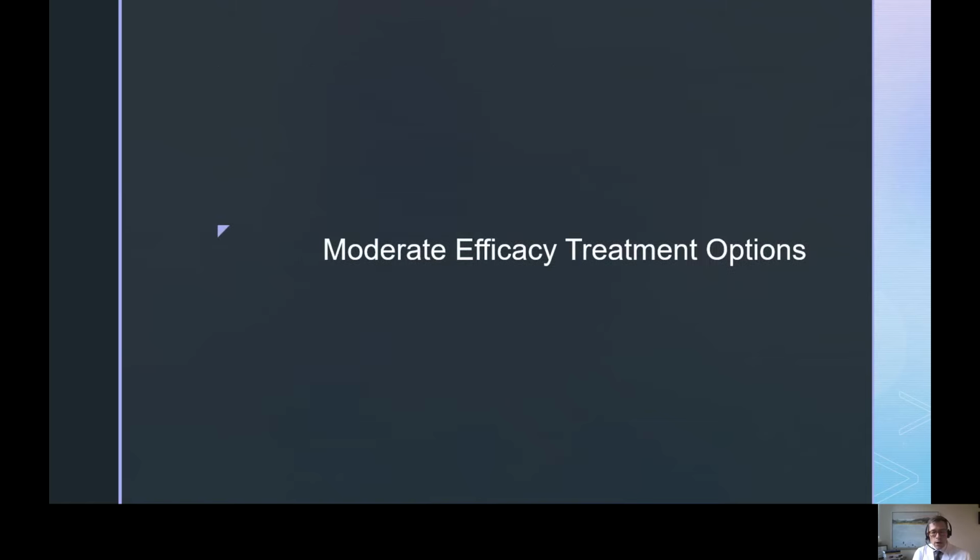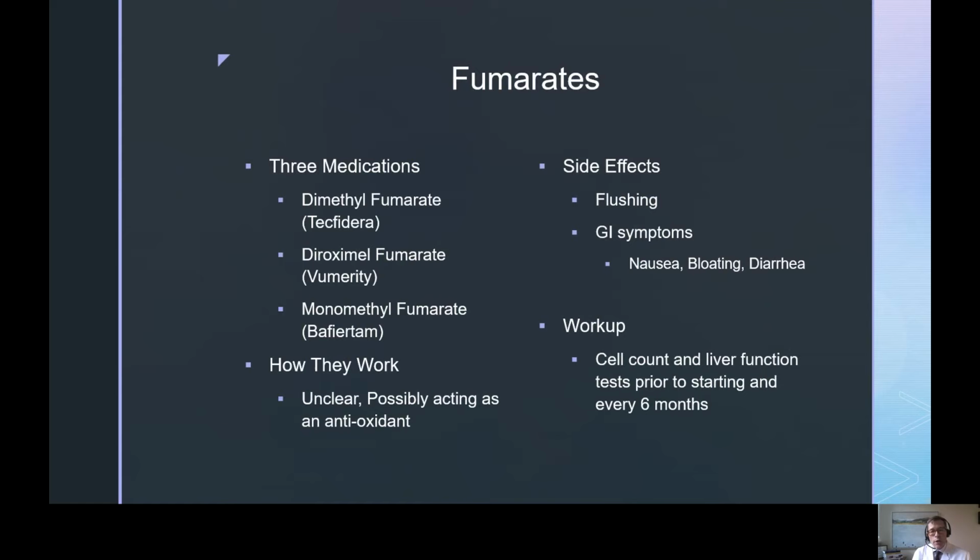Moderate efficacy treatment options. These are going to be our fumarates. So most people are familiar with Tecfidera, and then we now have Vumerity and Bafitarum. Both Tecfidera and Vumerity are metabolized or broken down to monomethyl fumarate, which is Bafitarum. So they all work very similar. And exactly why they work is a little bit unclear.